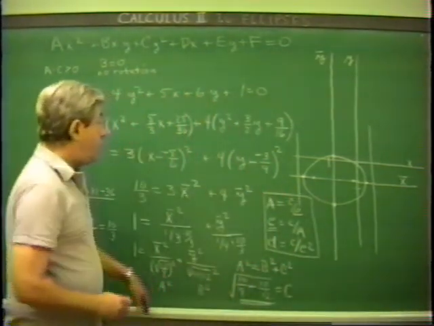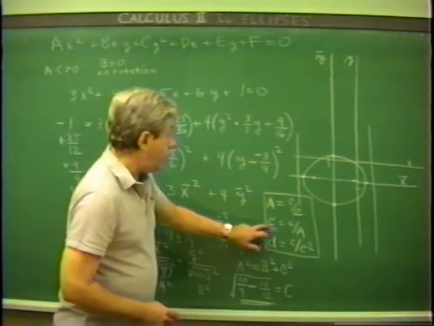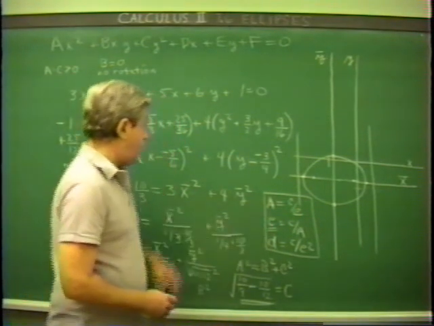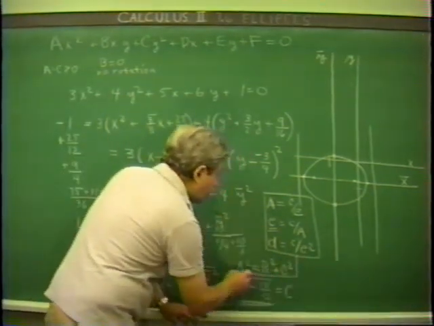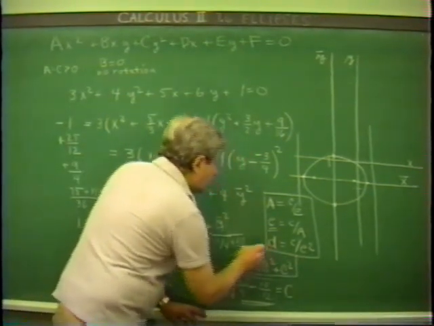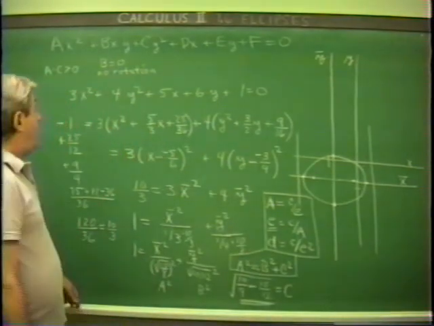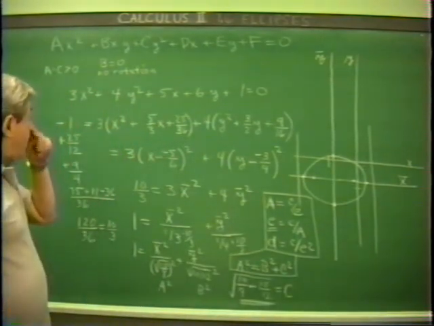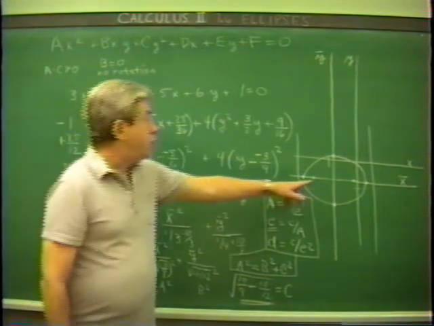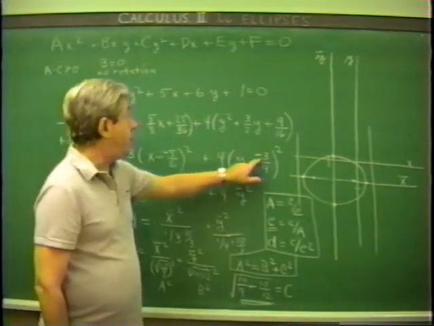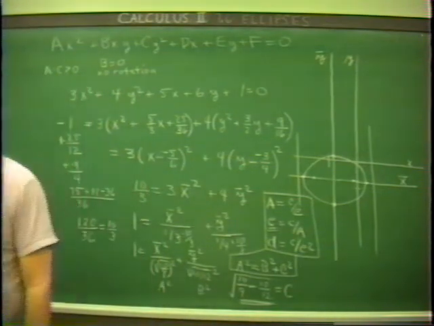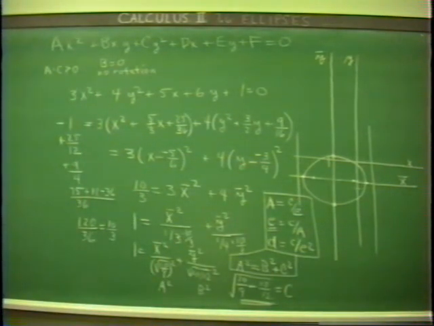Okay? So using these equations here, I'm not going to do the computations, but you can get the position of the directrix, and you can get the eccentricity. Right? You get c from this equation right here. So this then is an example of an ellipse whose center is not at the origin. Its center is at minus 5/6, minus 3/4.